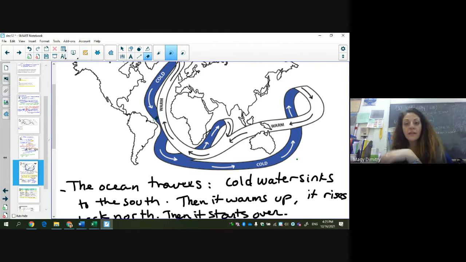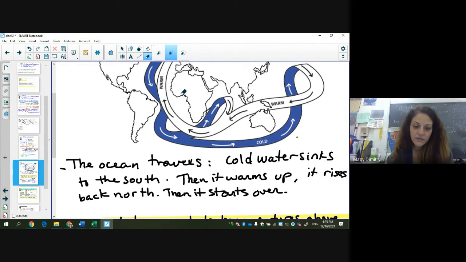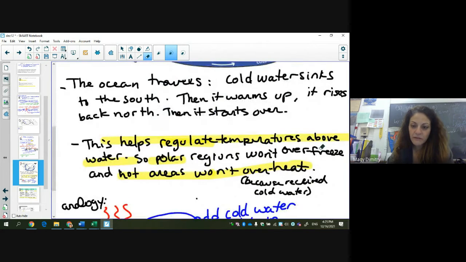So in other words, if we didn't have this, in the equator, instead of having 35-degree weather, it would go up to like 45. Okay? So having this circulation helps regulate temperatures above water. So the polar regions won't overfreeze and hot areas won't overheat. So now you understand. It's really a trickle effect, like a domino effect.